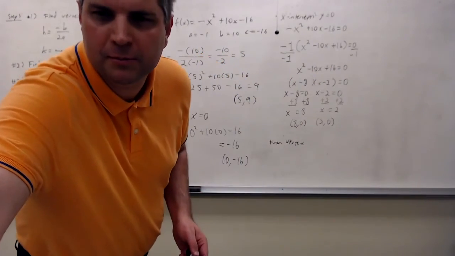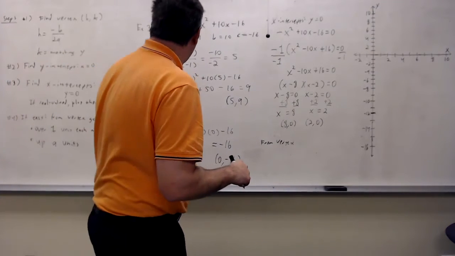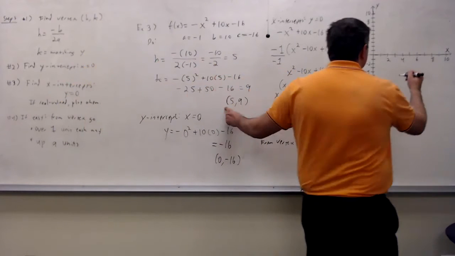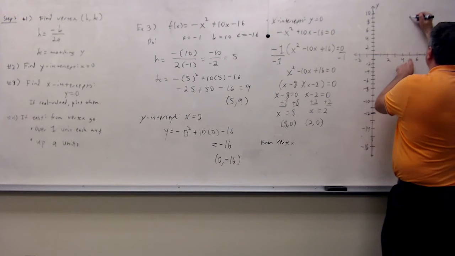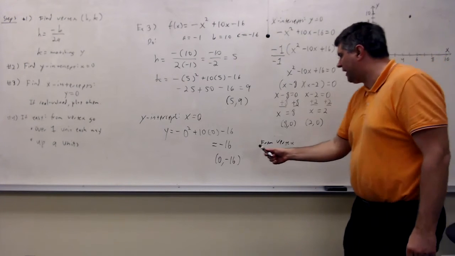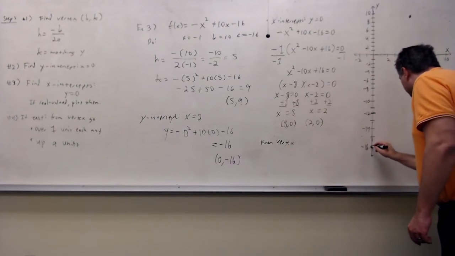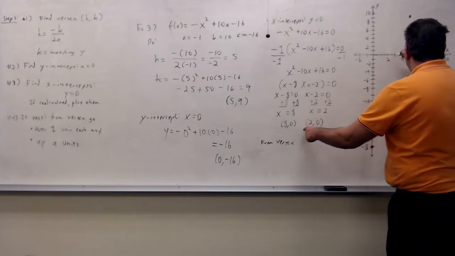All right, I have built a grid, and I'm going to use it to sketch the graph of this function. So the vertex is 5, 9. x equals 5, y equals 9. Okay, the y-intercept is 0, -16. And the x-intercepts are 8, 0 and 2, 0.